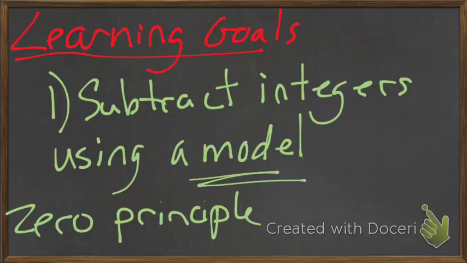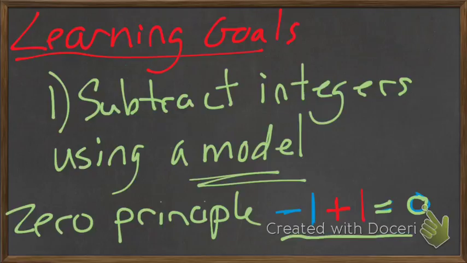the zero principle states that -1 and +1 equal, everyone should be yelling this out, 0. Equals 0. And we can use this when we're doing questions.